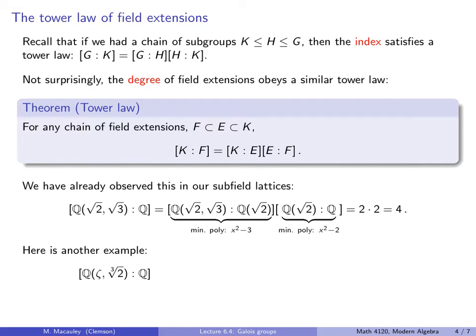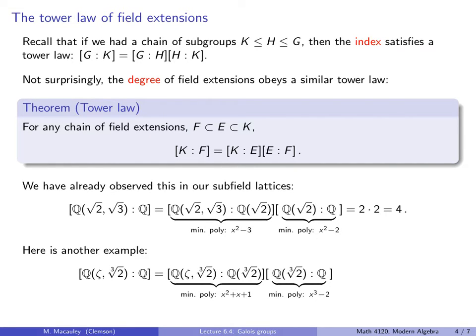Here's another example: Q adjoined zeta and the cube root of 2 over Q. By the Tower law, we can break this up, and let me start with the right-hand term. Start with Q and adjoin the cube root of 2, and that is a root of a degree 3 polynomial, and so this is a degree 3 extension. And then from this subfield, we need to adjoin zeta to get to our big field, and that is a root of a degree 2 polynomial. So the degree of this extension is just 2 times 3, which is 6.